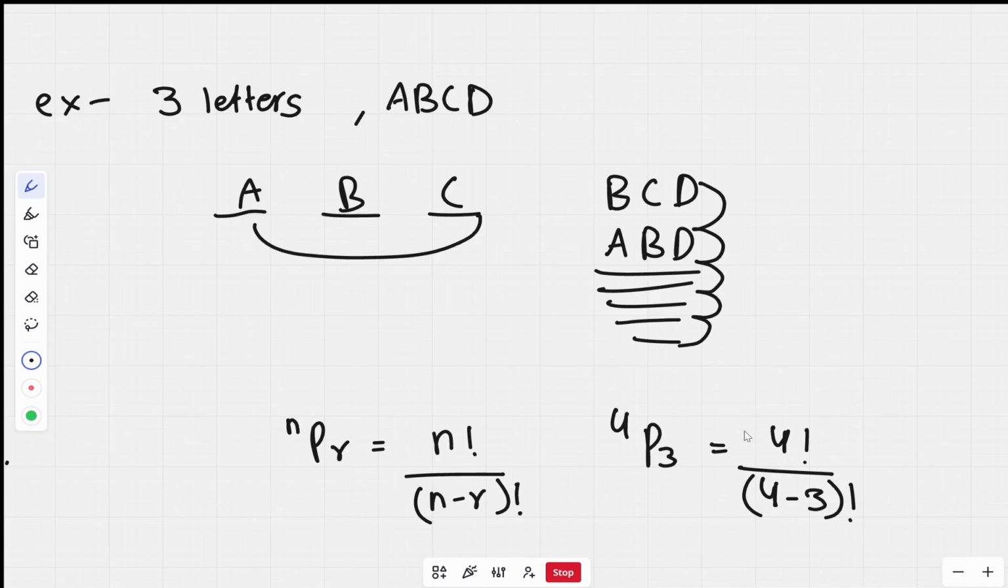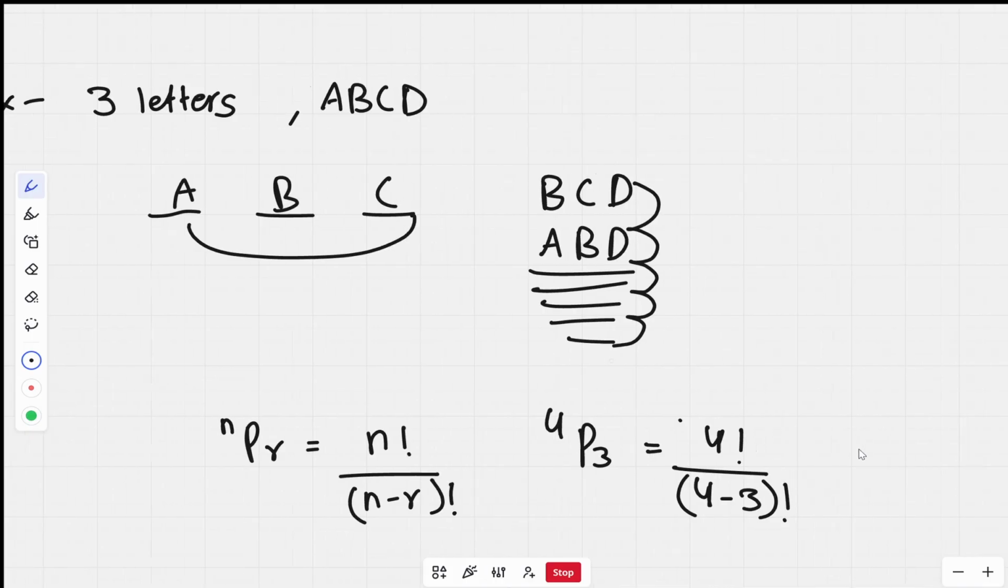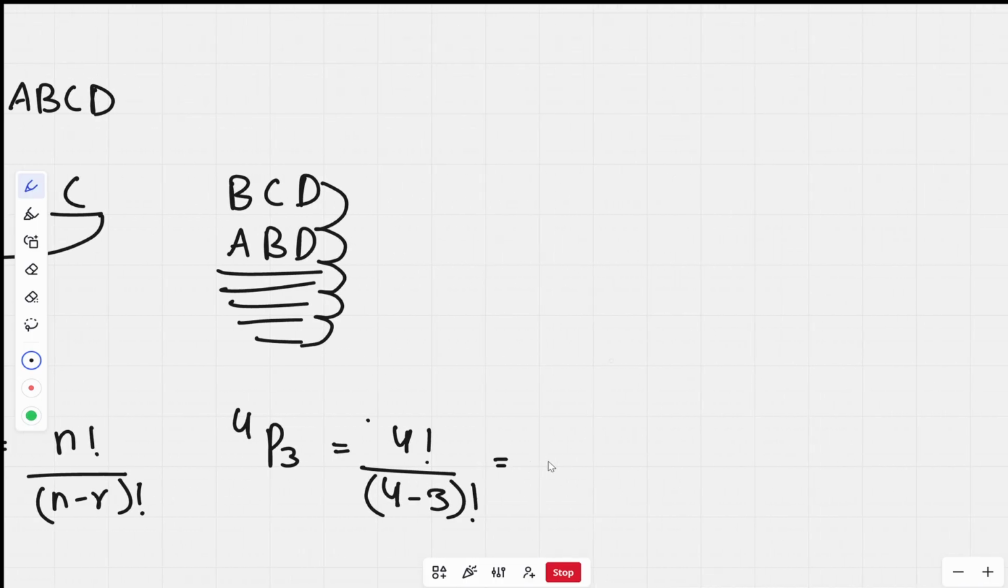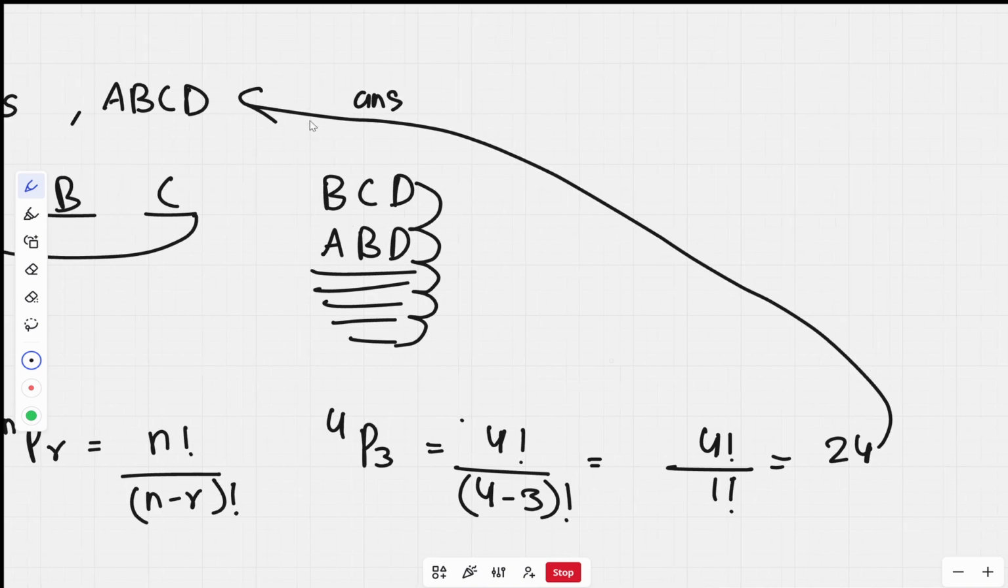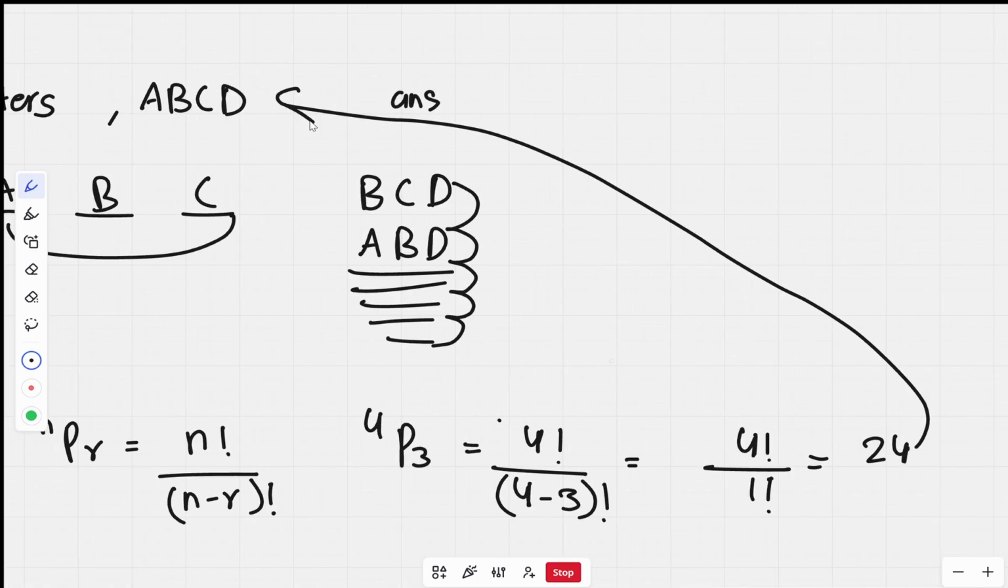Solving this gives us 4 factorial divided by 1 factorial. 1 factorial is 1, so we can neglect it, and the answer is 24 because 4 factorial is equal to 24. So this is our final answer to this question. So this is how we use the formula of nPr.